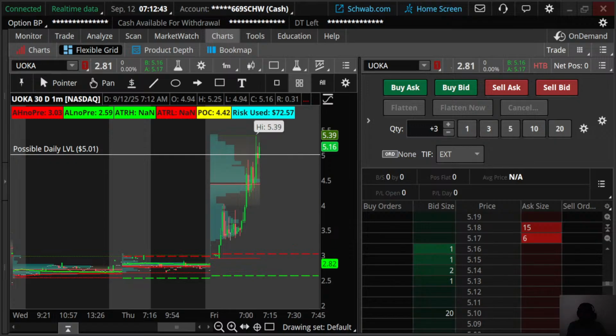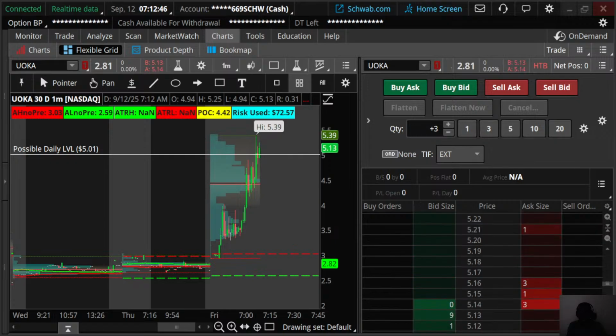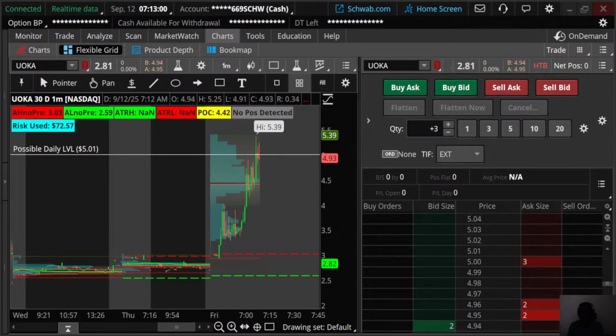It is number 3 on the day right now, though, in volume. 10 million shares traded, but that pop drop is real. ATR of 39 cents on that one.